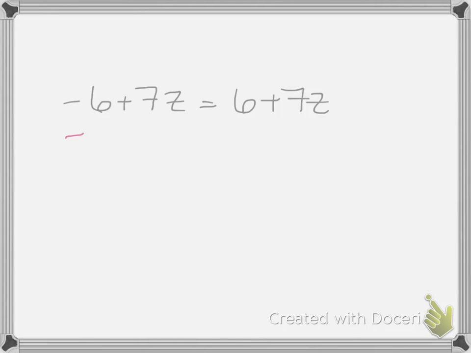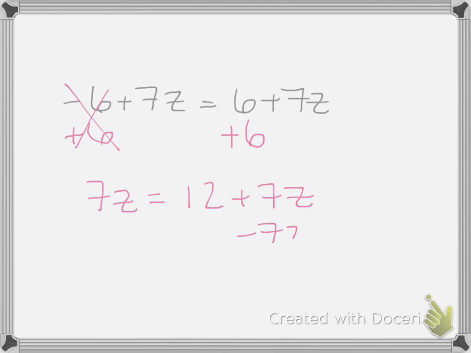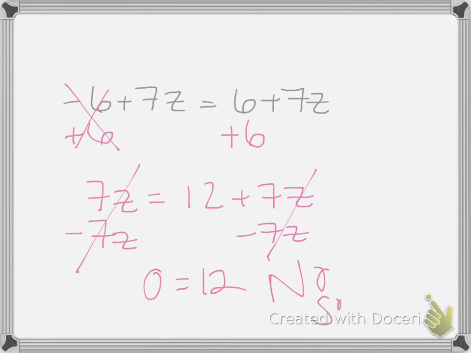Okay, let's try adding 6. So it gets rid of it on that side, so we got 7z equals 12 plus 7z. Subtract 7z from both sides. 7z minus 7z cancels out. So we got 0 equals 12. 0 never equals 12. So our answer for this is no solution. Okay, there is no value that's going to be true for this situation.